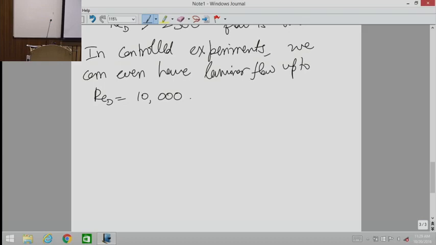And not only that, we have all the three components of velocity. Vr, v theta, Vz are there. They may be small, but they are there, they are non-zero, and they keep on fluctuating. And this fluctuating flow is what we call the turbulent flow.